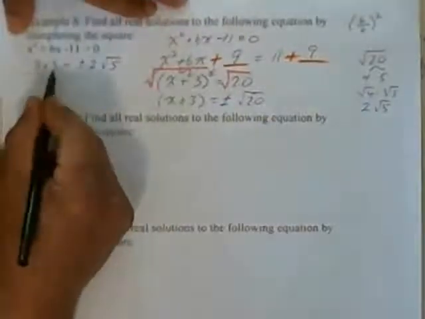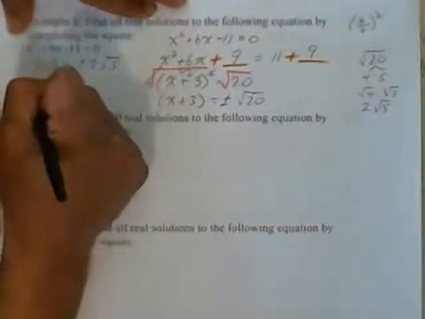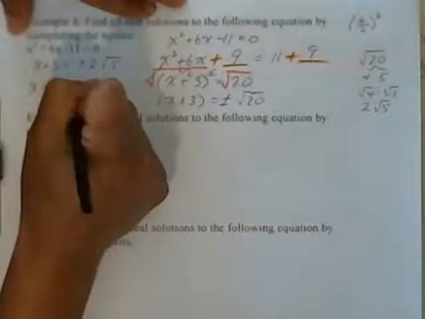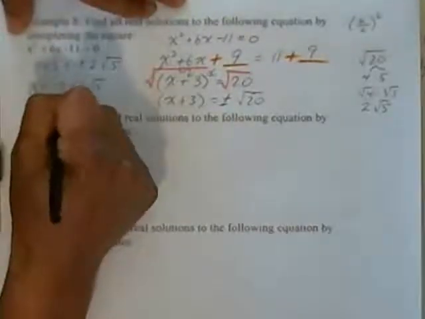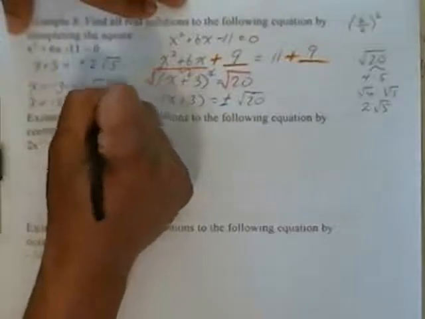And how do I solve for x? Subtract 3 from both sides. x equals negative 3 plus 2 radical 5, or x equals negative 3 minus 2 radical 5.